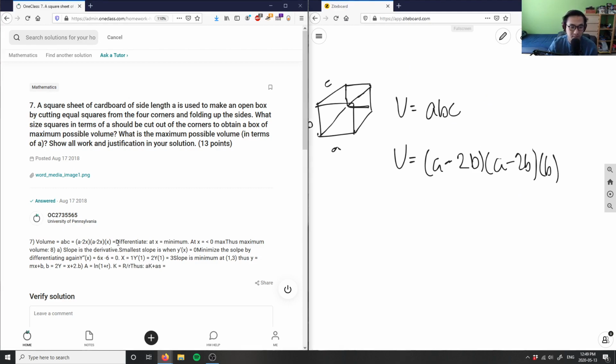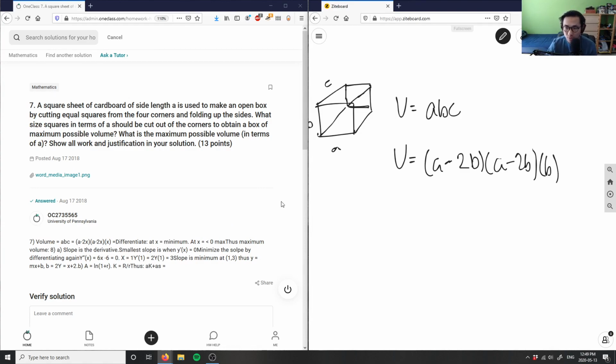So it says here differentiate at x equals minimum. So at x equals, basically if it's less than 0, thus maximum volume. So the logic here is, right, because again, I'm basically taking the derivative of this volume and setting it to 0, and I'm figuring out when is the function going to be negative. That will be my maximum volume here.